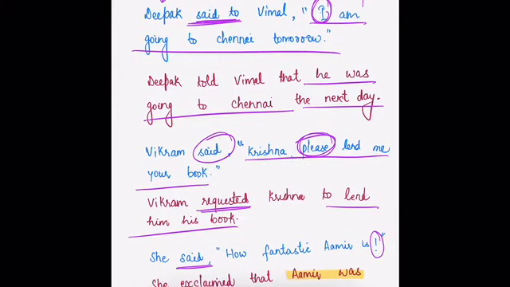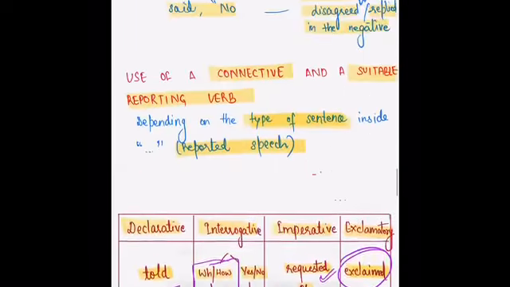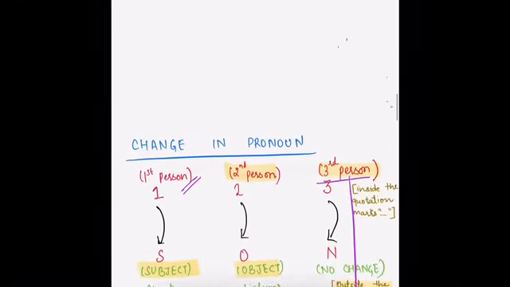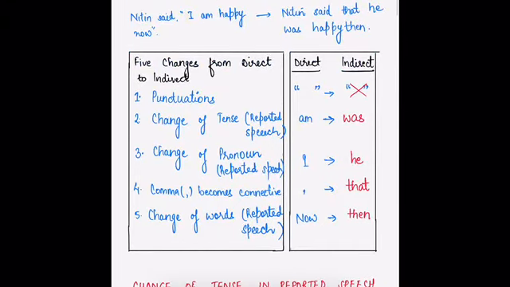There are basically 5 changes taking place. First is the change in the punctuations, secondly the change in the tense, third the change in the pronouns, fourth is your change in the connectives or conjunctions, and fifth is the change of certain words. I hope that you feel a bit more confident about the topic reported speech, and we'll further continue some examples or the way the questions are asked in the examination in the next part of the video.